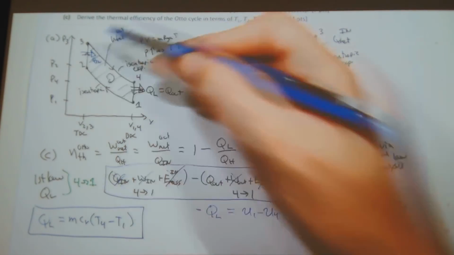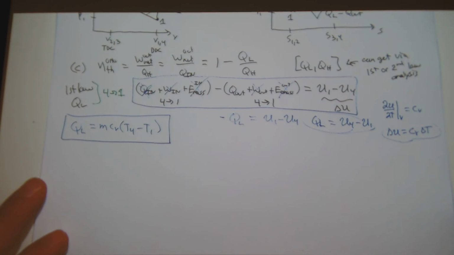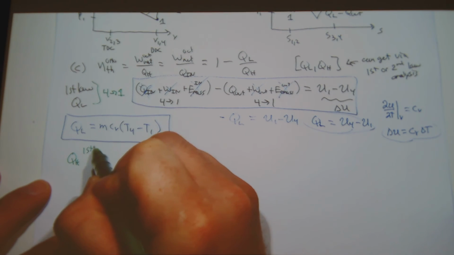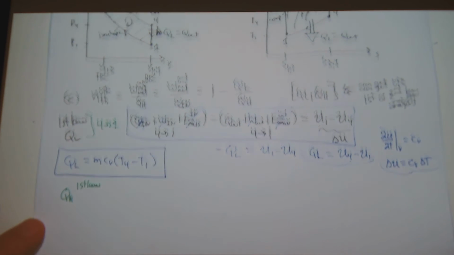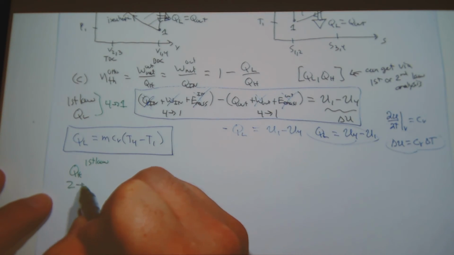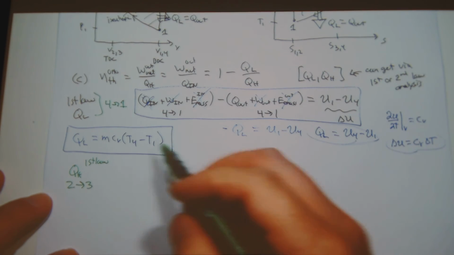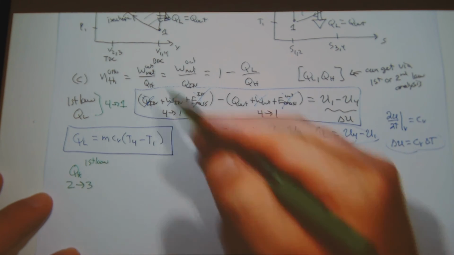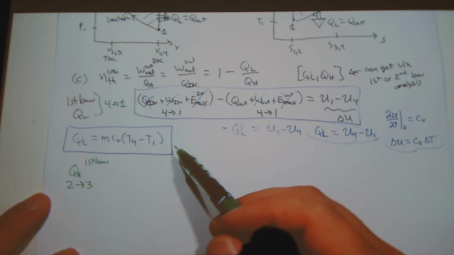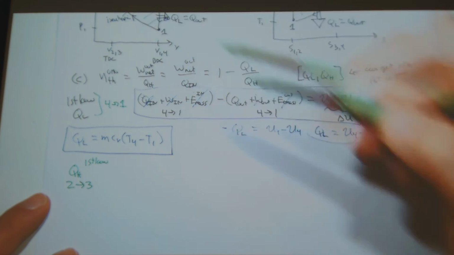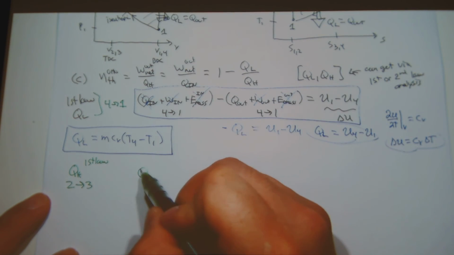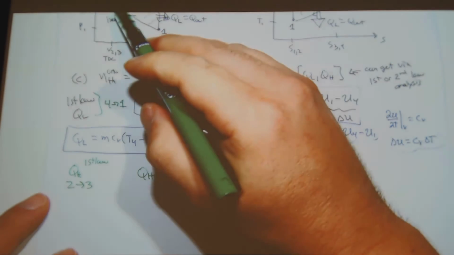So let's do this part. So let's do QH, first law. And QH, first law, is 2 to 3. So let's write out the full energy balance. Let's just simplify it for the time being by looking at this one above. And so what is my work in from 2 to 3? No work in. What is my heat in? So I have QH. What is my mass in?